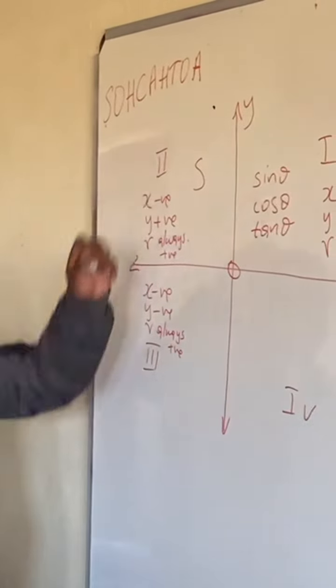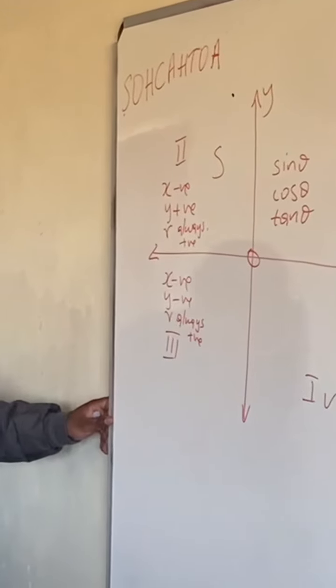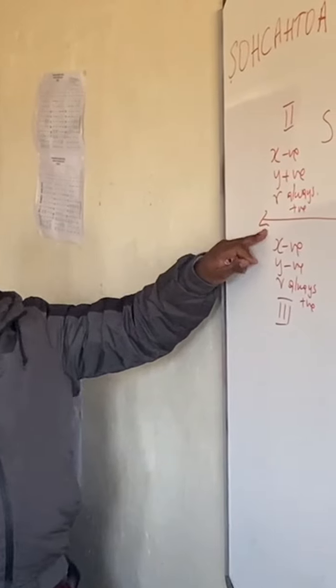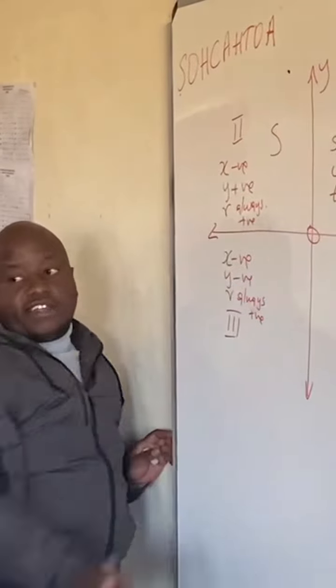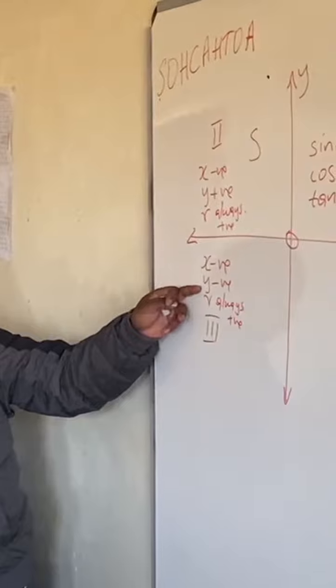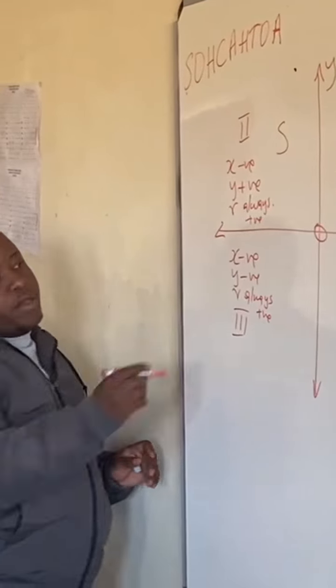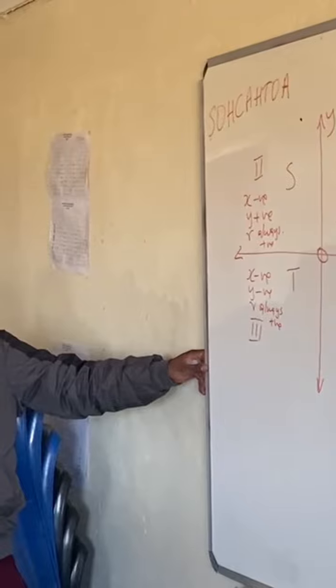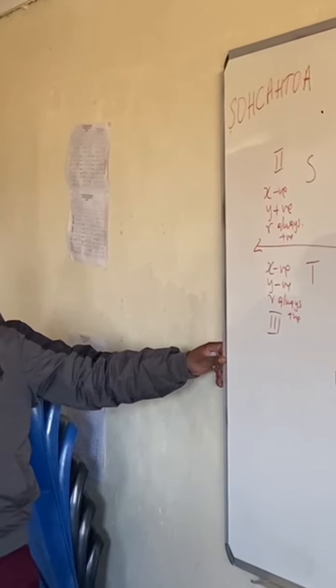What about tan? Tan is opposite over adjacent. Opposite over adjacent is negative over negative, which gives us positive. We find that tan is positive in the third quadrant.